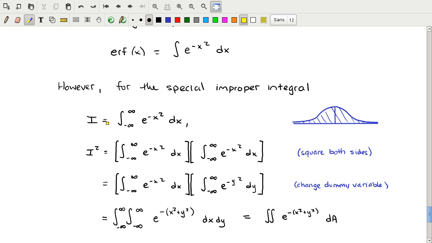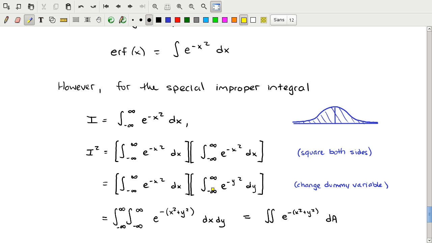I'll call it I. So what I'm going to do is square it. I squared is this integral times itself. So I've just rewritten integral times the integral. And then, here's the really tricky part: inside this integral, x is just a dummy variable. Inside this integral, x is just another dummy variable. It doesn't matter what that variable is. It could be anything at all. So I'm going to change it to y in the second case. E to the minus y squared dy from minus infinity to infinity.